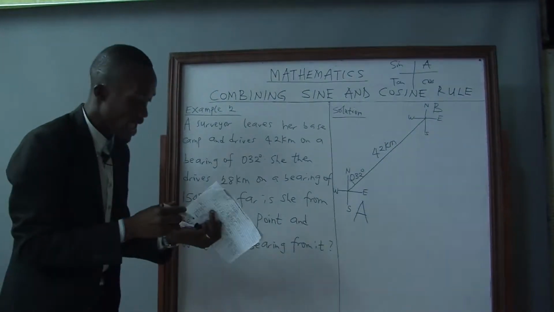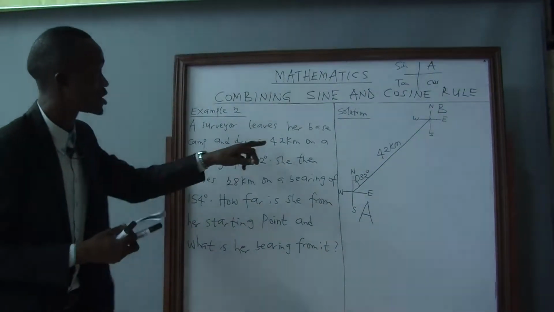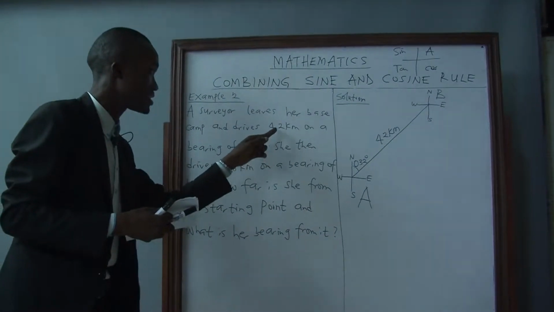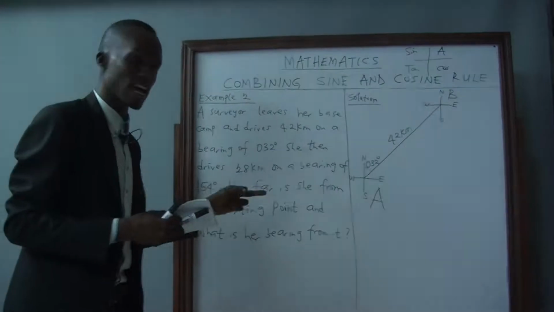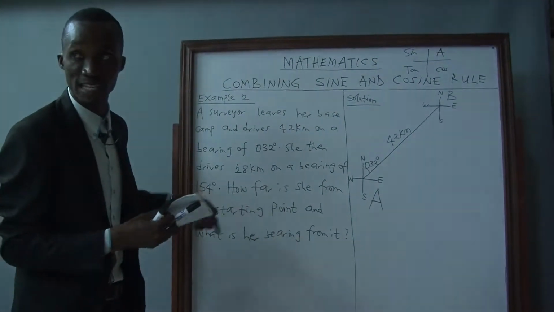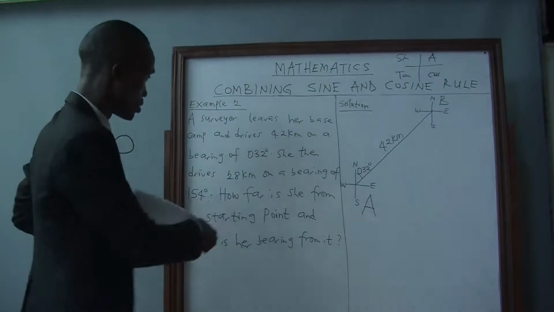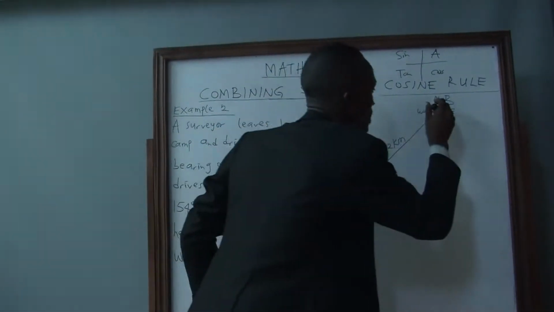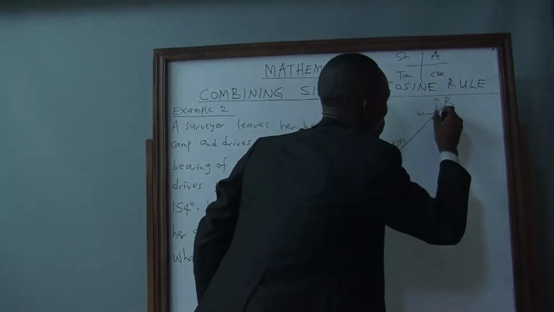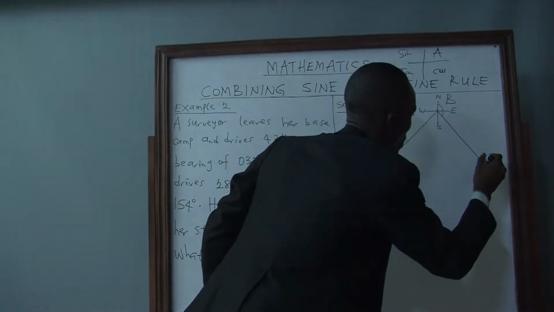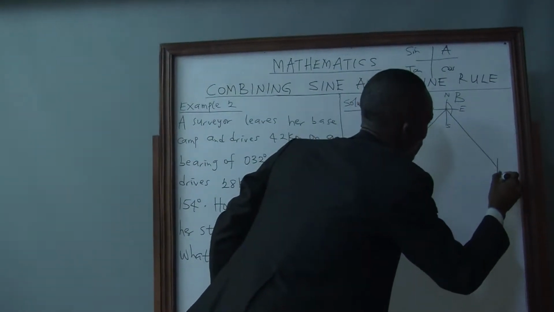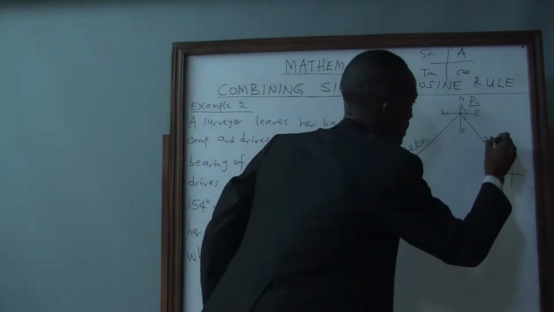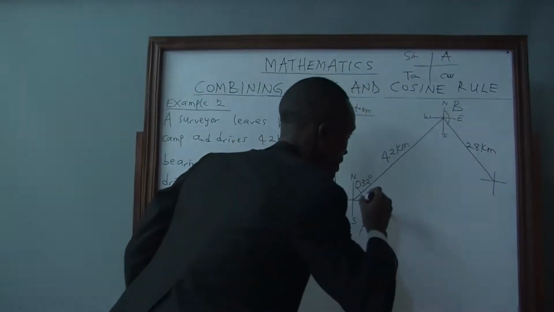But here we can see that 42 kilometers is more than 28 kilometers. The line we use to represent 42 will be longer than the one we use to represent 28, so we take that one. After getting to this point, she changed her direction and moved on a bearing of 154. This one is 28 kilometers. Then I will join the two.